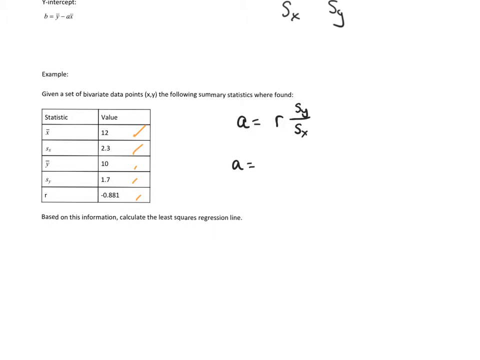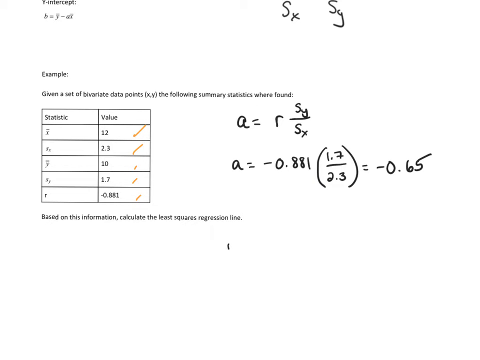So I can just plug those things in. So that's negative 0.881 times s of y, which is 1.7, divided by s of x, which is 2.3. So now this is just numbers that I can calculate. So this is going to give me negative 0.65.